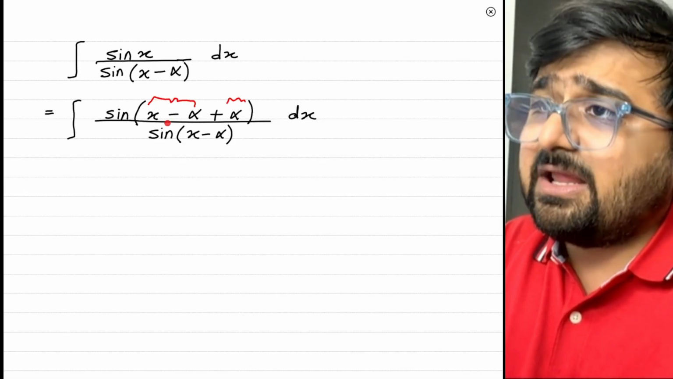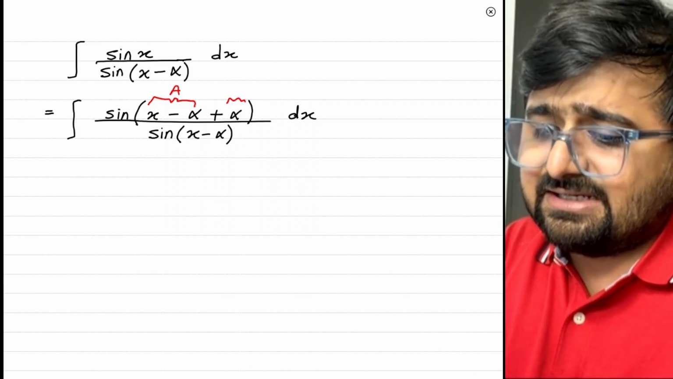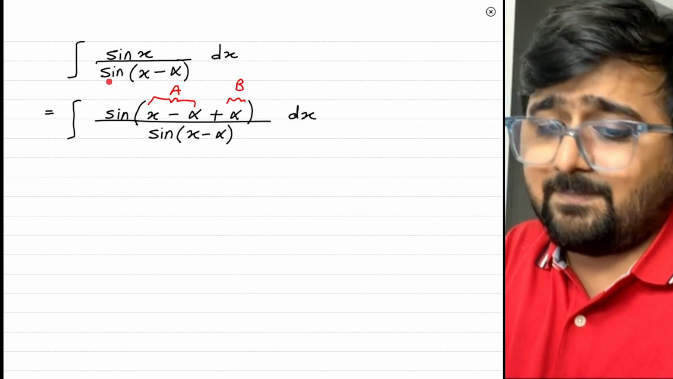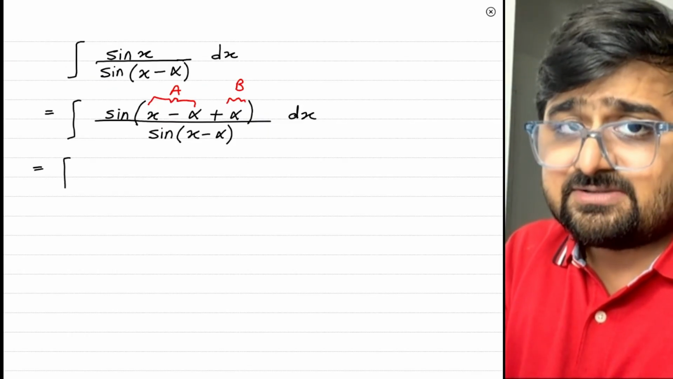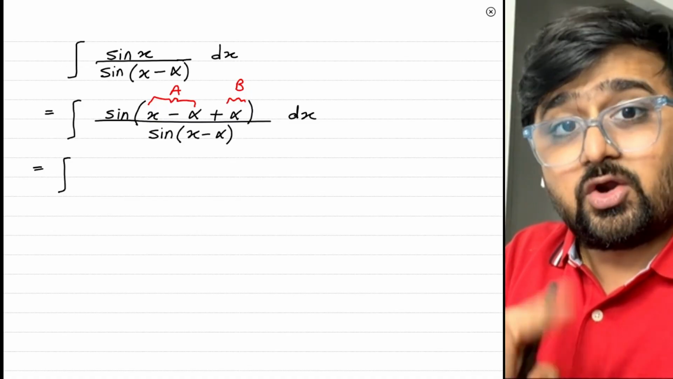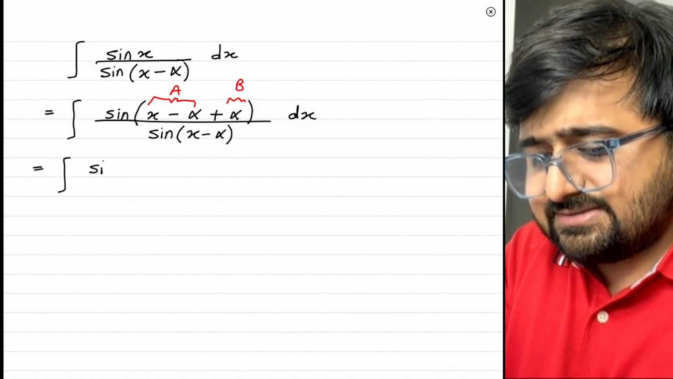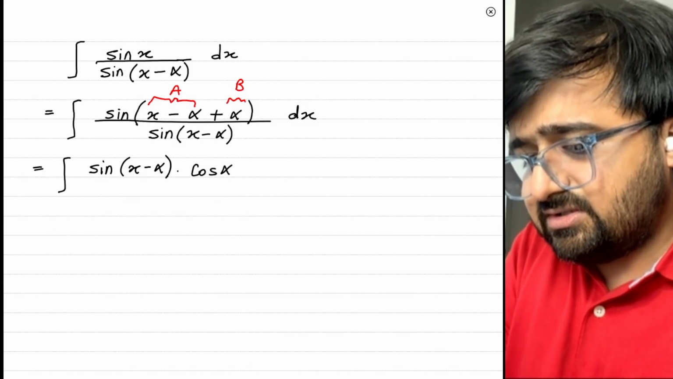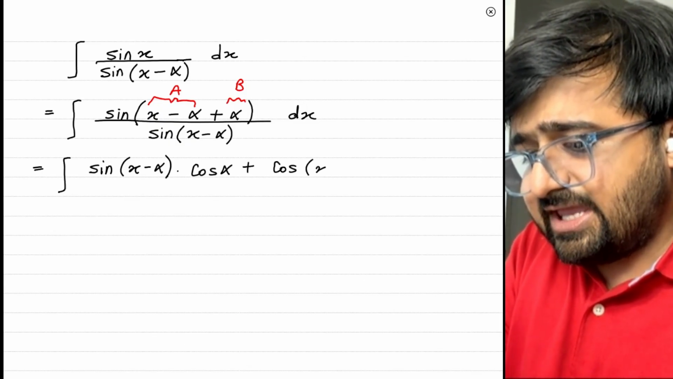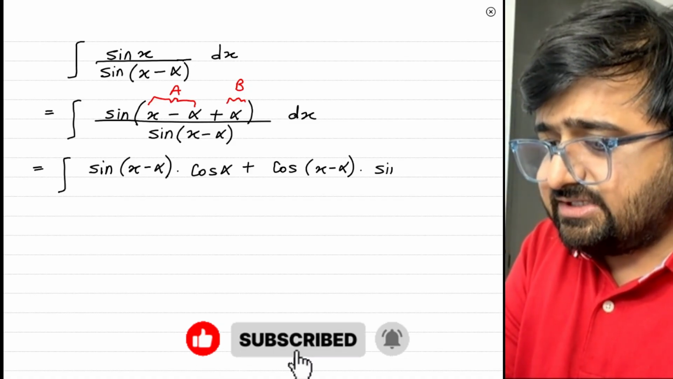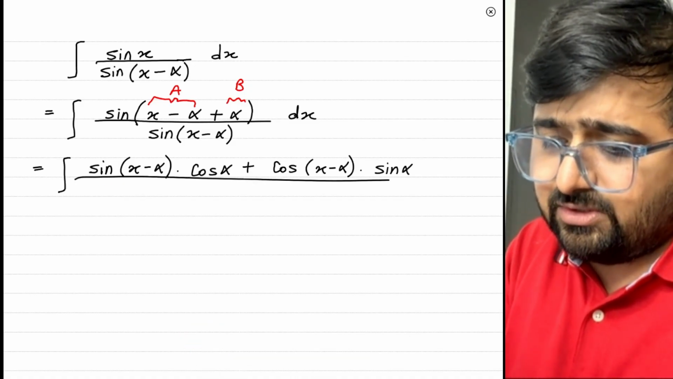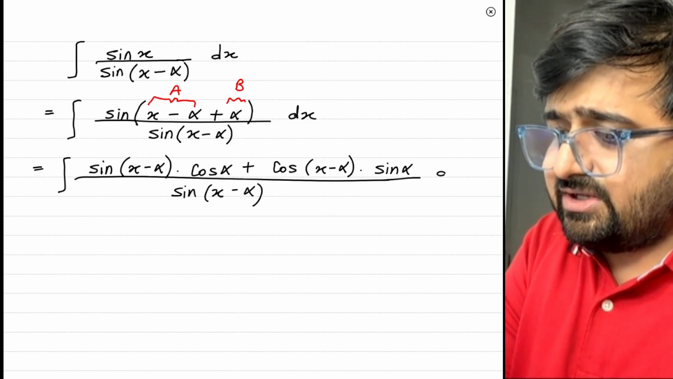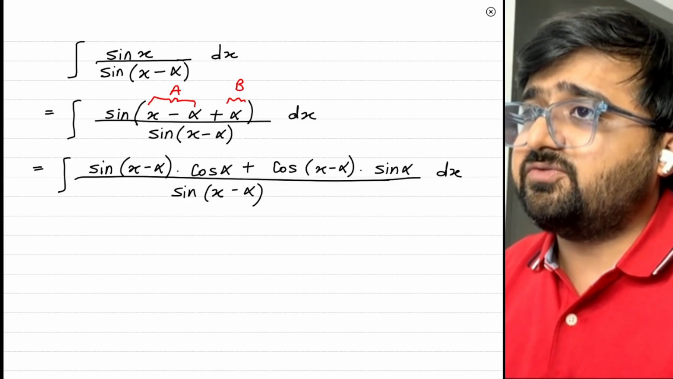You can apply the compound angle over here. Treat this angle as A and this angle as B and apply sine of A plus B. We know sine of A plus B is sine A cos B plus cos A sine B. So you can write this as sine of x minus alpha into cos alpha plus cos of x minus alpha into sine alpha. And we have the whole division by sine of x minus alpha, and we are integrating with respect to x, so let's not forget to write that.